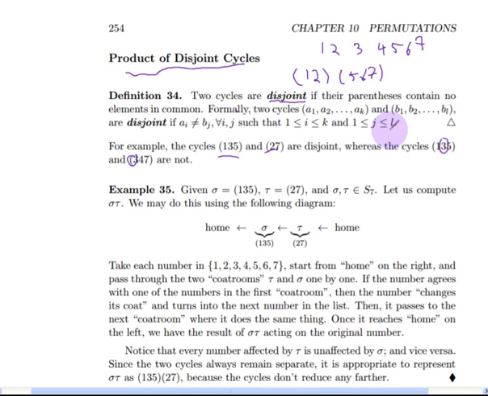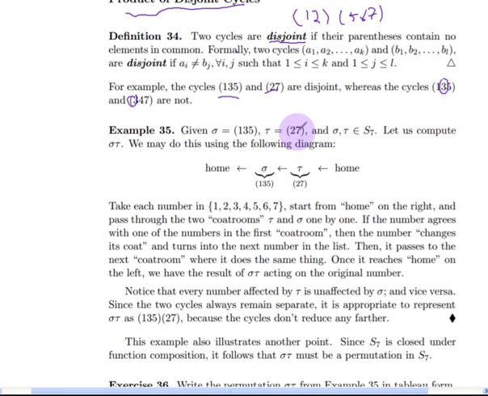Okay. Now if you have disjoint cycles, whenever you start with an element and see what the successive permutations do to it, any element that's changed by tau is not changed by sigma, and vice versa. Any element that's changed by sigma is not changed by tau. So basically the two cycles are operating independently. We can just write the two cycles together. You can also see that these two commute.